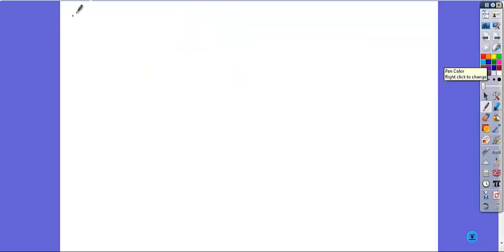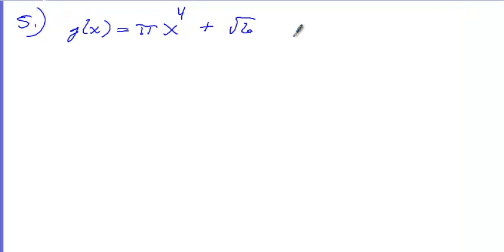Up first is number 5. Can somebody read it for me, please? So this is one where you have to list out all that stuff, right? The first part that they ask you to identify is whether this is a polynomial function. To be a polynomial function, your powers have to be positive, they have to be non-variables, and they have to be rational. So what are the only powers we have here?